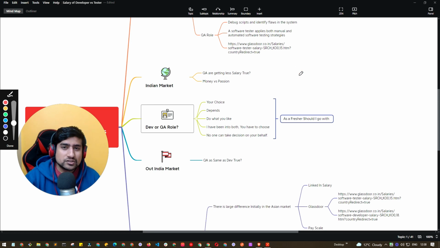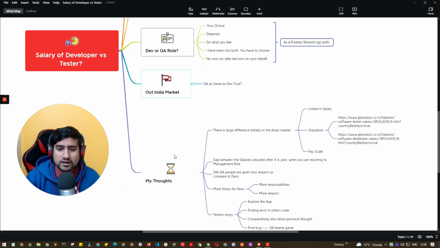I mean, salary package, you will be disappointed for QA, especially in the Indian market that I have seen. Outside market, which basically means outside India, like Europe, UK and Singapore, they have pretty much the same package for both profiles, so you can take that decision based on that, right?